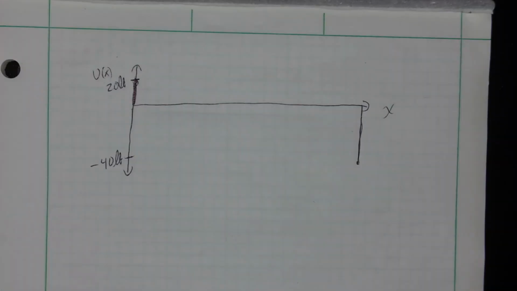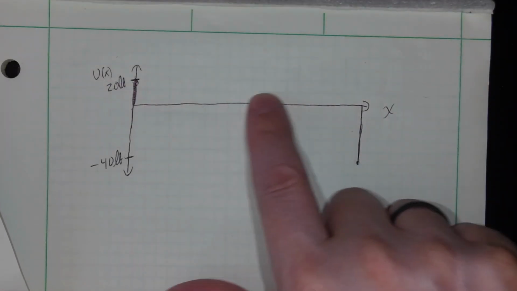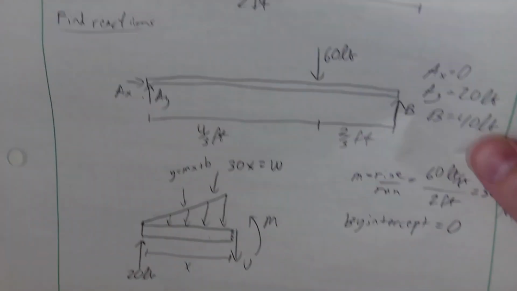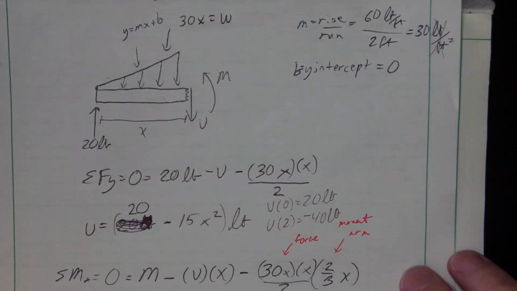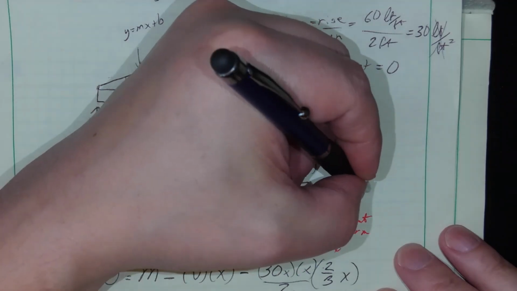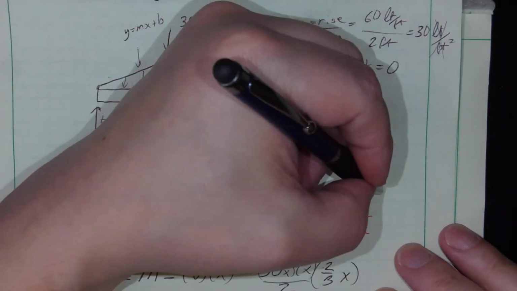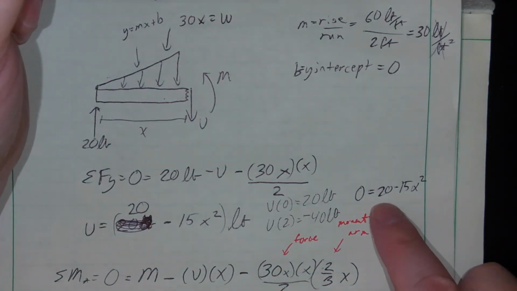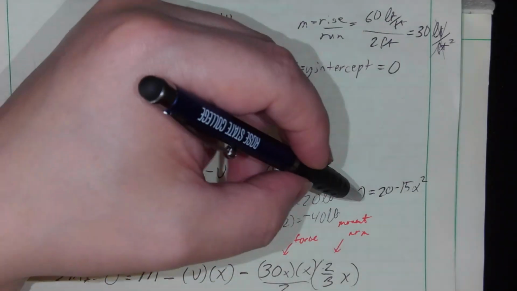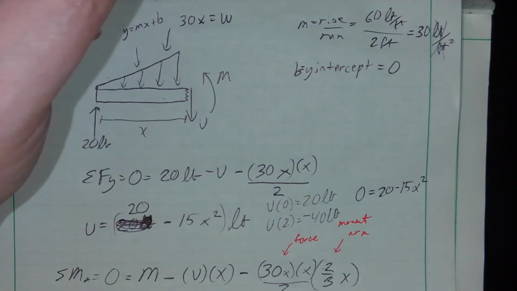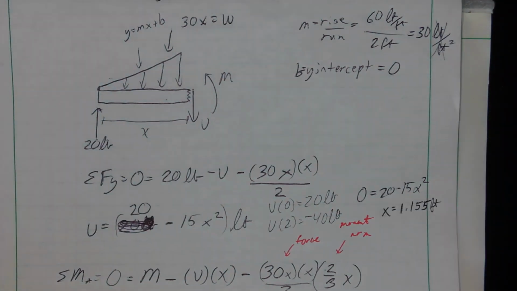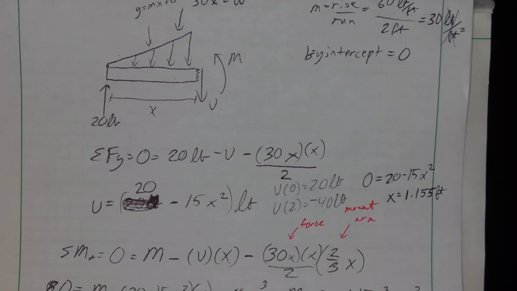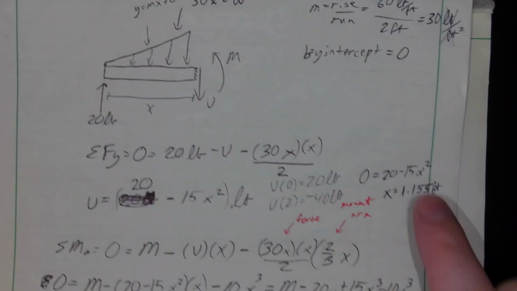Now, what might be good, because I need to know where it's going to be 0, going from here to here. Well, I can come back over here and say, when I have 0 equal to 20 minus 15x squared, solve for that real quick. Pause here and solve for that. If 0 is equal to 20 minus 15x squared, what is x going to be? All right, so we've got x is equal to 1.155. That is where you get a 0, basically.